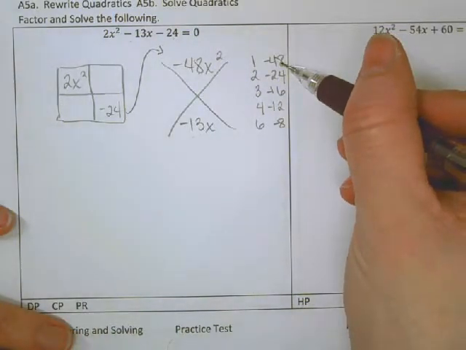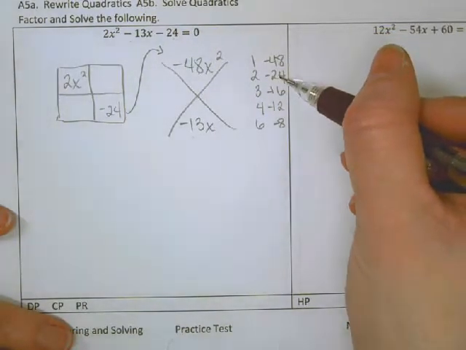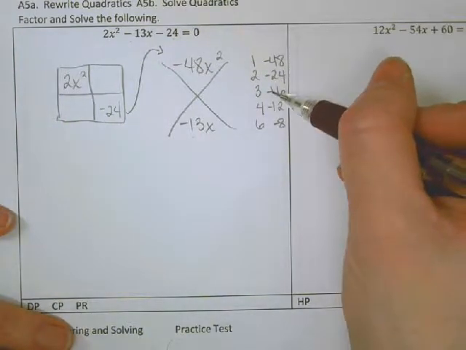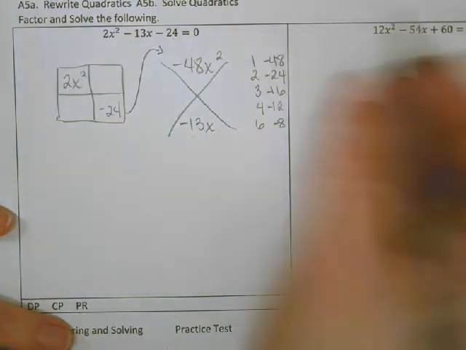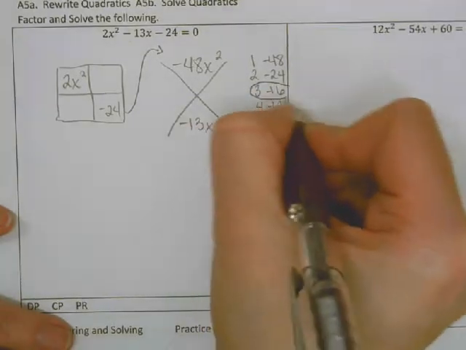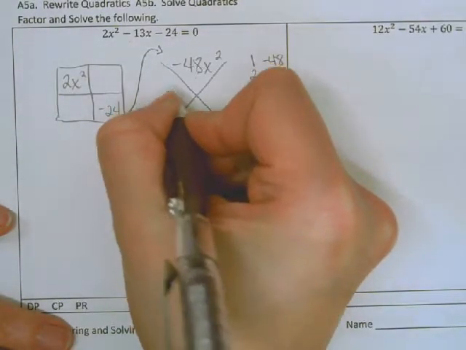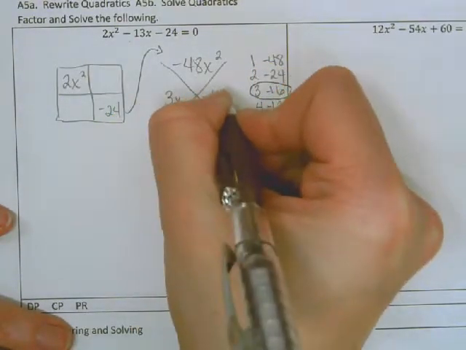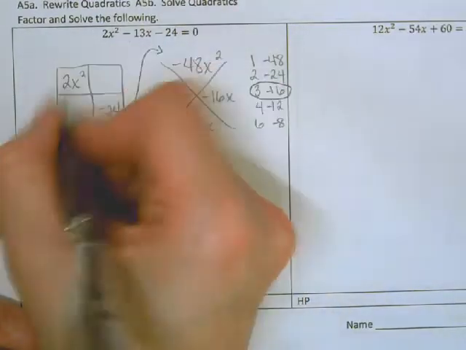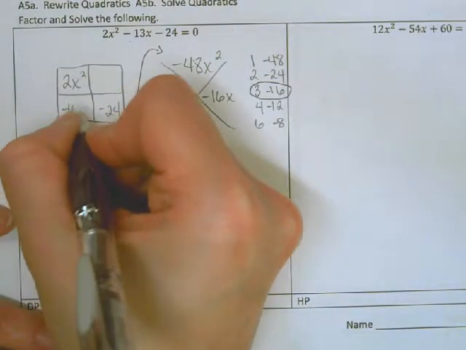1 and negative 48 gives me negative 47. That's negative 22. That's negative 13. So that is the pair that I want to use. So I'm going to do 3x, negative 16x, and I can put those in either box. It doesn't matter which.